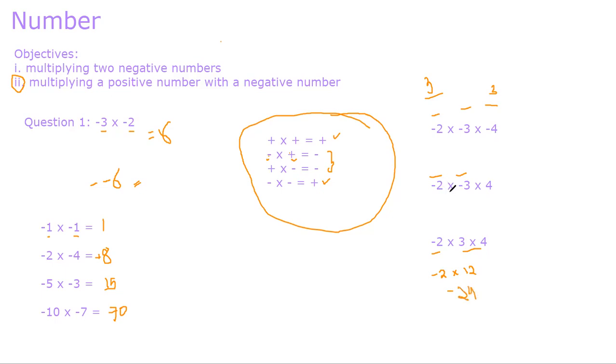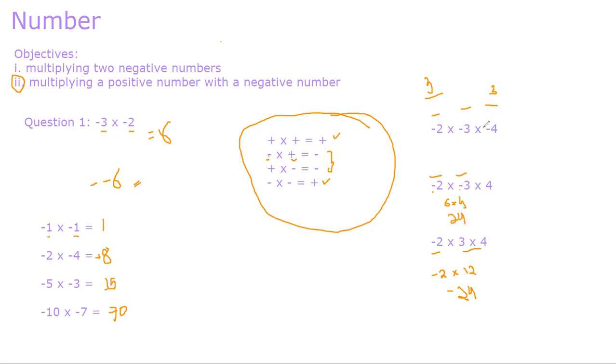In this case, there are two negative numbers. So minus 2 multiplied by minus 3 would be equal to plus 6, because these two numbers are negative numbers. When two negative numbers are multiplied, the result is a positive number. So minus 2 multiplied by minus 3 would be 6, and that is multiplied by 4. So that is equal to plus 24.